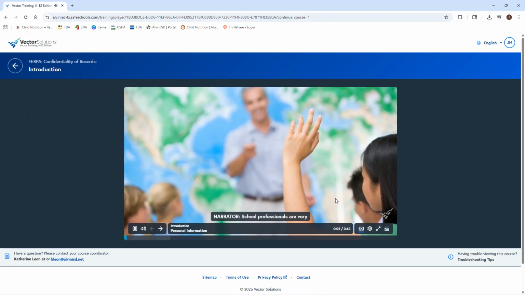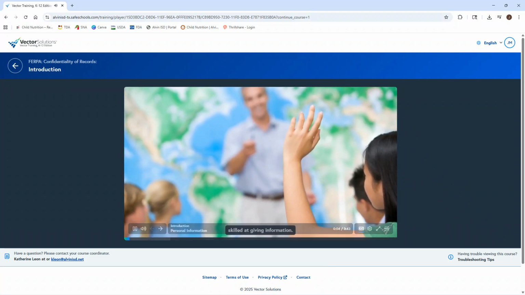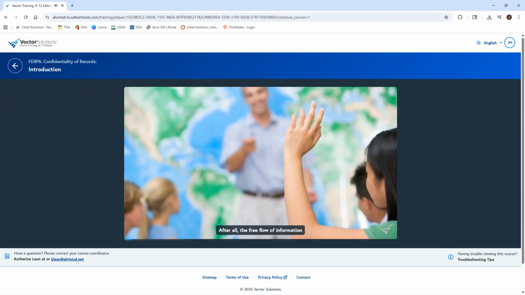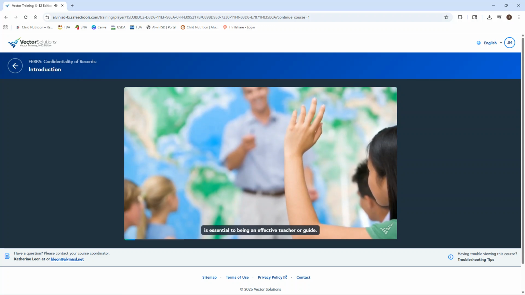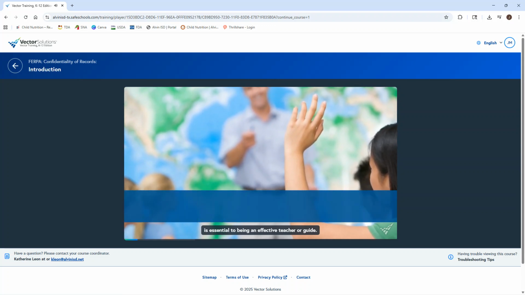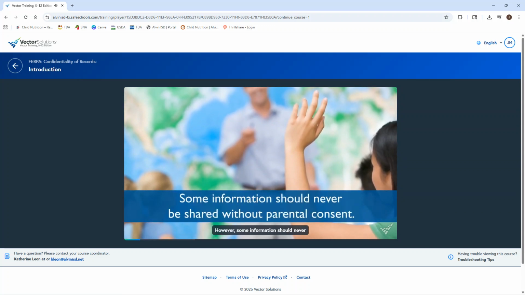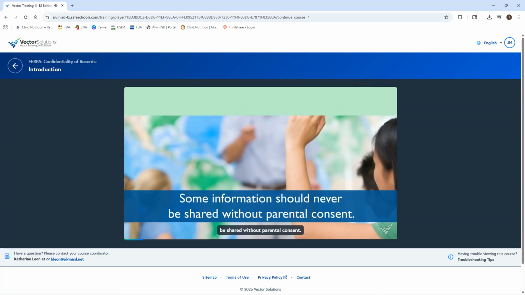School professionals are very skilled at giving information. After all, the free flow of information is essential to being an effective teacher or guide. However, some information should never be shared without parental consent.